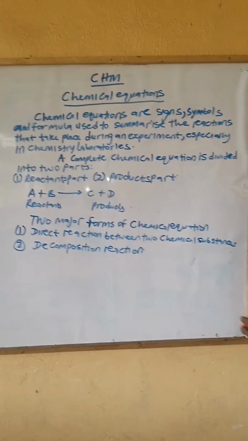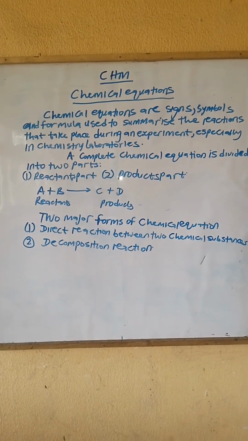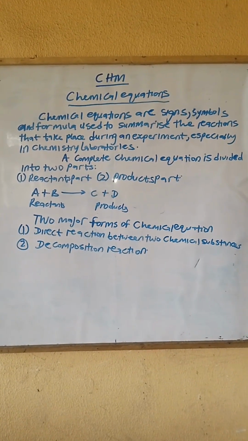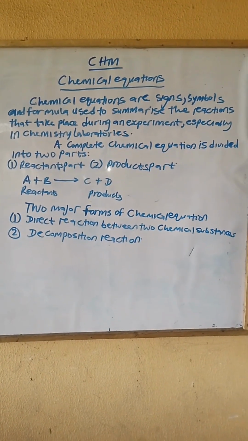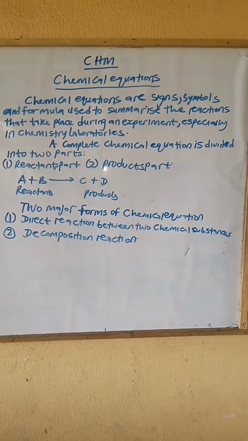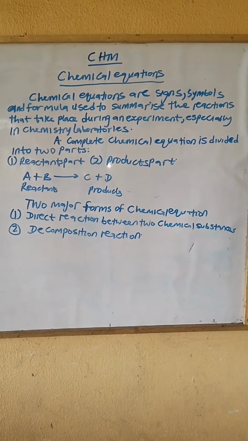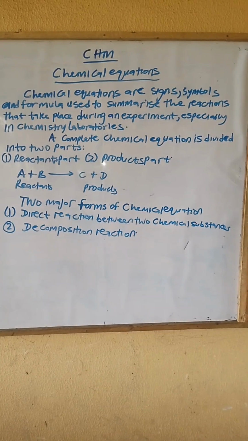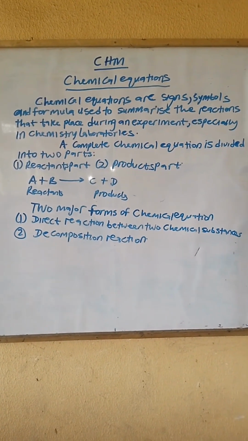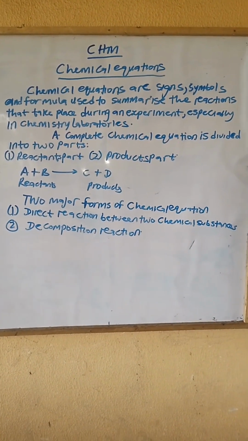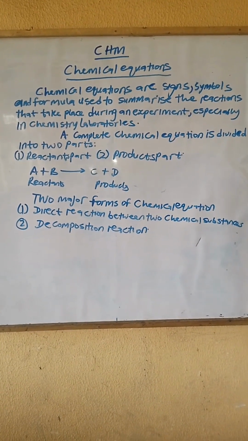Chemical equations are signs, symbols and formulas used to summarize the reactions that take place during an experiment, especially in the chemistry laboratory. If you look at the complete equation, there must be some signs. You have symbols of elements and we have formulas of compounds that come together to complete an equation. So a complete equation is divided into two parts: the reactant part and the product part.